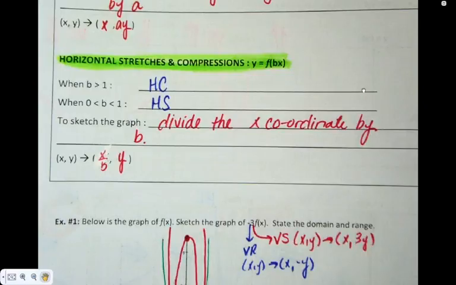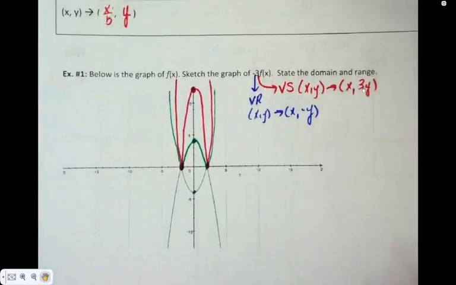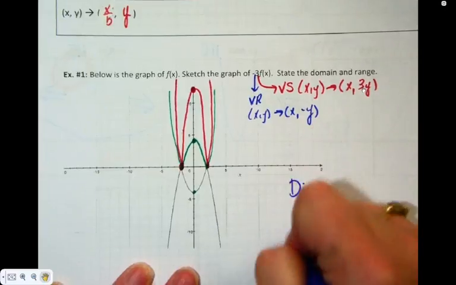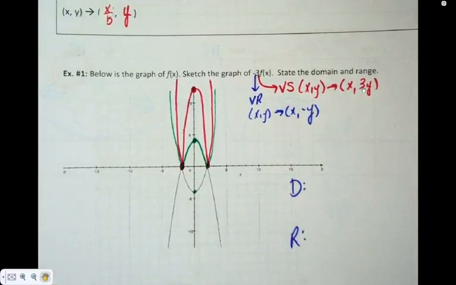You're so in charge now, Nick. You are in charge of domain and range. Good job. I always forget about it.